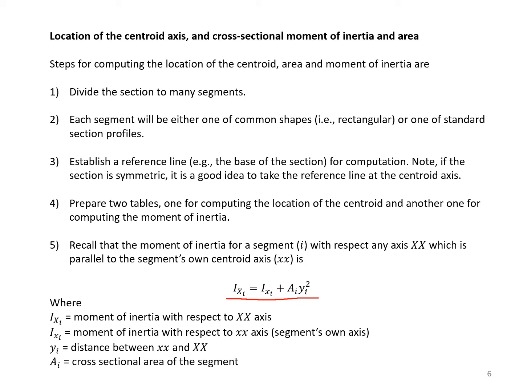I capital Xi is the moment of inertia with respect to the capital XX axis. I little xi is the moment of inertia with respect to the little xx axis. These two axes are parallel. And yi is the distance between xx and XX, and ai is the cross-sectional area of the segment. This is an important equation to remember.